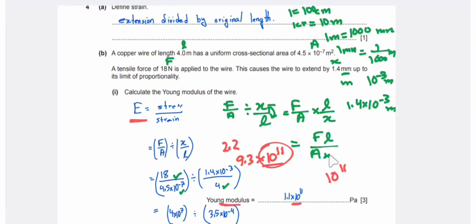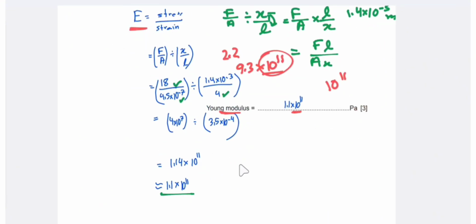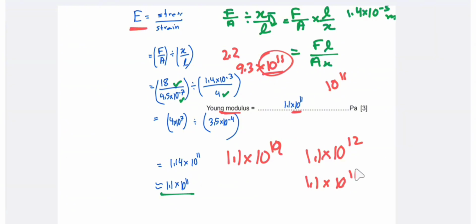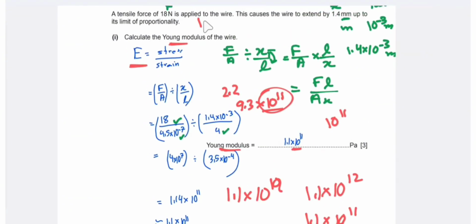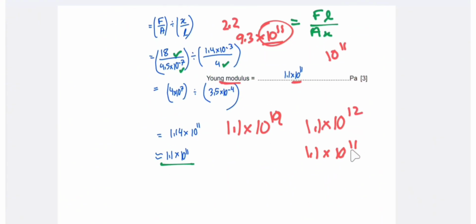And for chapter 1, that is physical quantities and units, for estimation of Young modulus, suppose you are given three values: 1.1 into 10 to the power 19, 1.1 into 10 to the power 12, and 1.1 into 10 to the power 11. Then what would be the Young modulus? So Young modulus would be 10 to the power 11. So Young modulus is multiplied with 10 to the power 11.